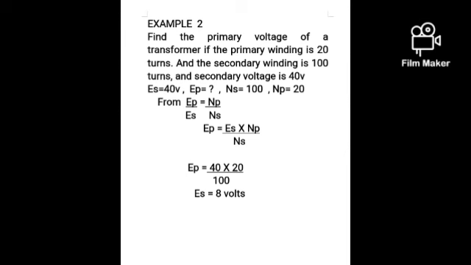So using the same formula, EP over ES is equal to NP over NS, then your EP is equal to ES times NP divided by NS. So your EP is equal to 40 times 20 divided by 100. So you get your EP to be 8 volts. Now if you look at what type of transformer this is, oh sorry, it's a step up transformer, because your EP is 8 and your ES is 40.